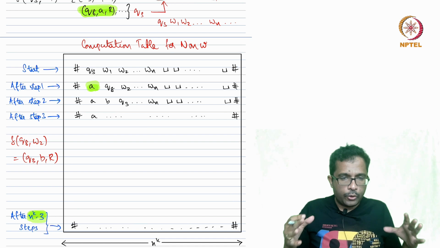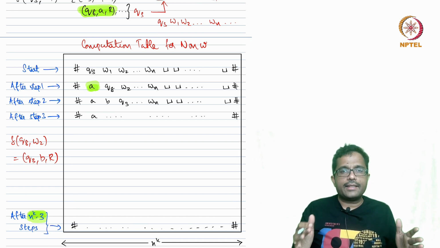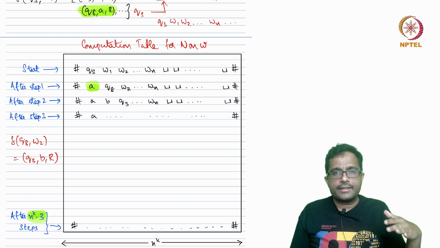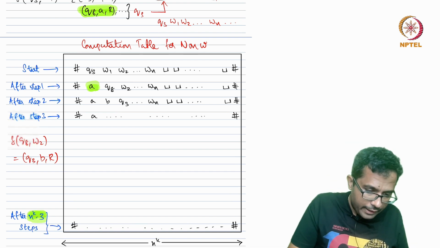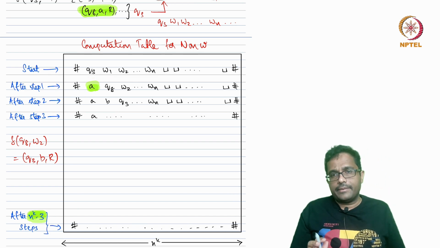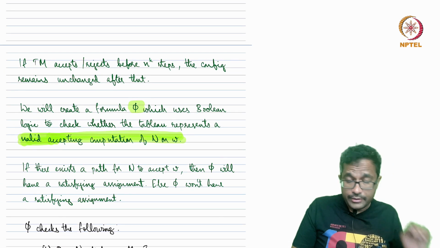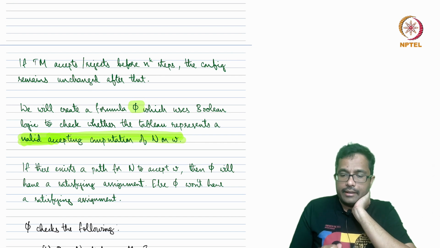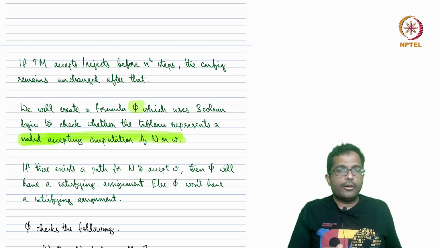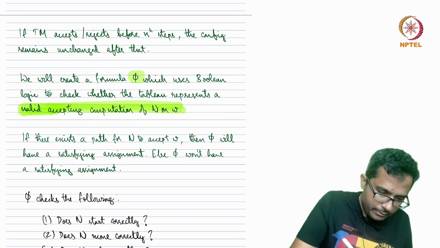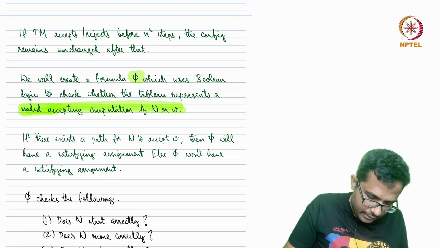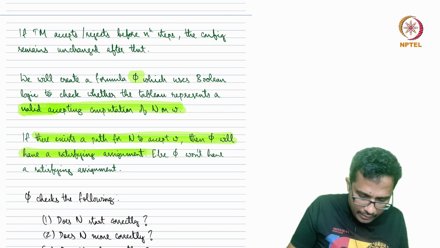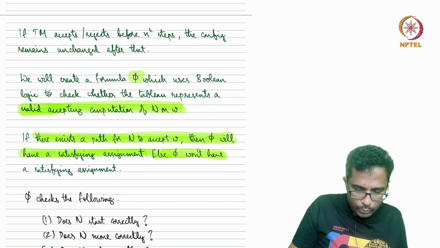The formula will be encoded in such a way that it will have a satisfying assignment if and only if this computation table has a valid sequence of computations starting from the actual starting configuration for N on W, ending with an accept. So the formula will be satisfiable if and only if there is an accepting computation for N on W, right? If there is no accepting computation for N on W, the formula will not have a satisfying assignment. So that's very, very important. Maybe I'll just highlight that as well. If there is a path for N to accept W, then the formula will have a satisfying assignment. Else it won't have a satisfying assignment.